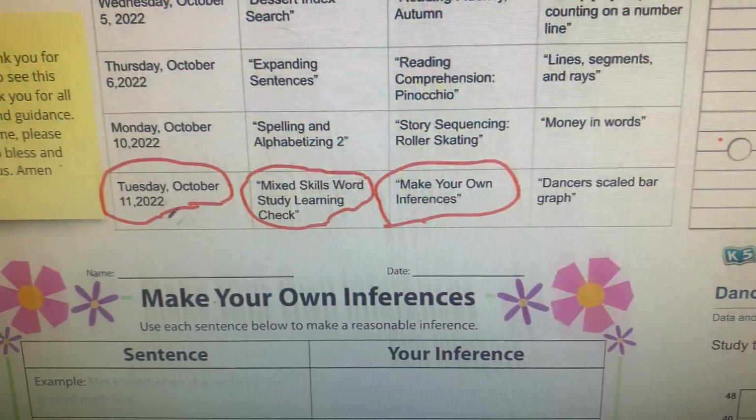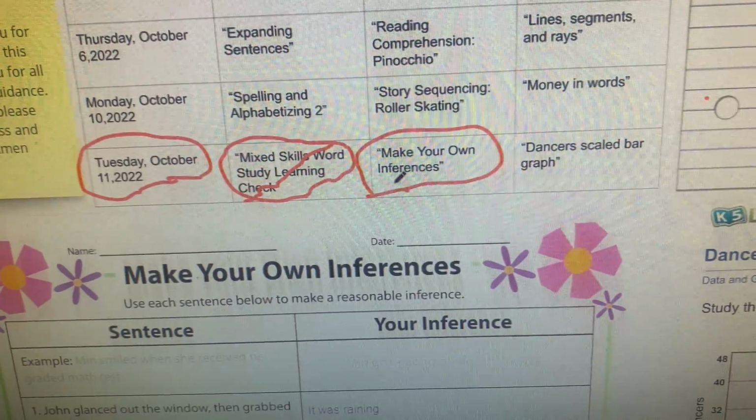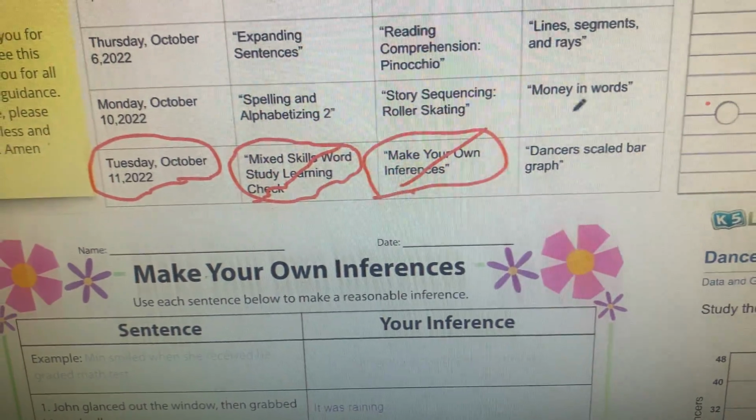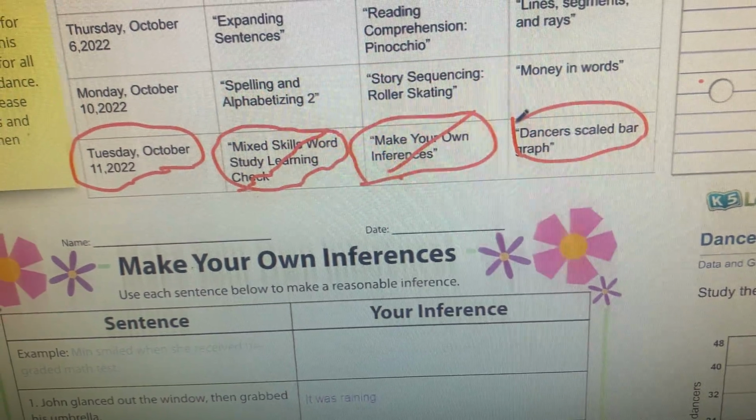All right, friends, last lesson of the day. We made it through mixed skills for word study. We made it through making our own inferences, and now we're going to work on scaled bar graphs.